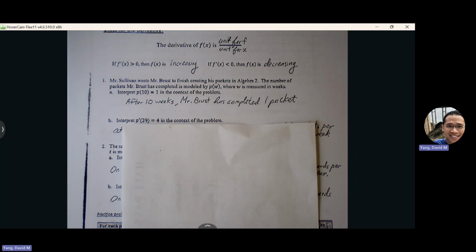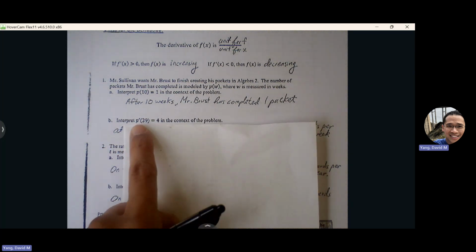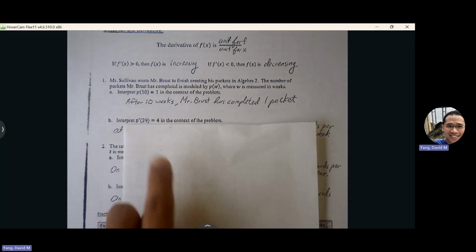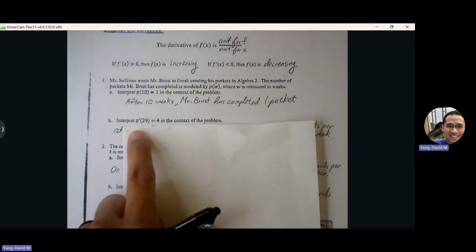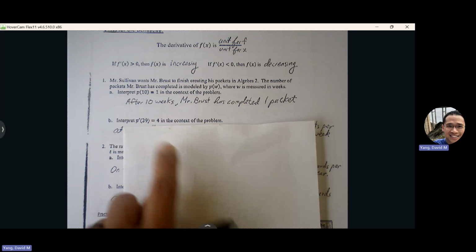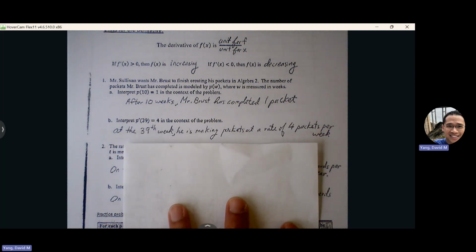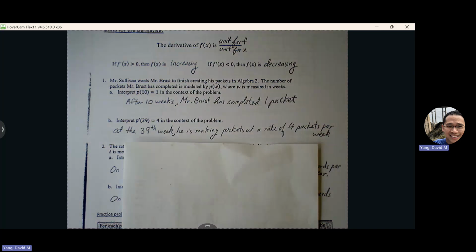Interpret P prime of 39 is equal to 4. So now this is talking about the rate at which he is completing his packets. At the 39th week, his rate is increasing by 4 packets per week. So anytime you see a prime, you just have to be able to phrase it involving rate.